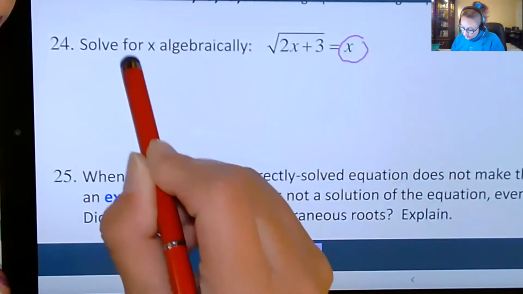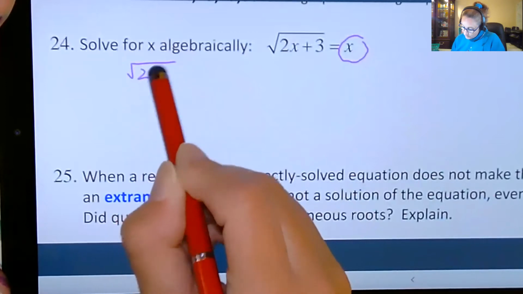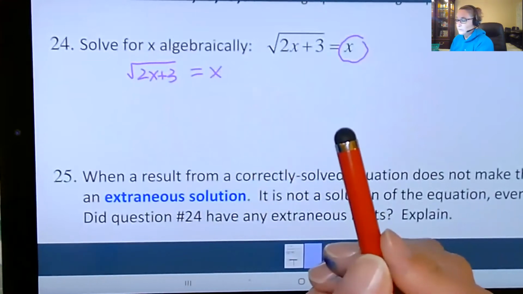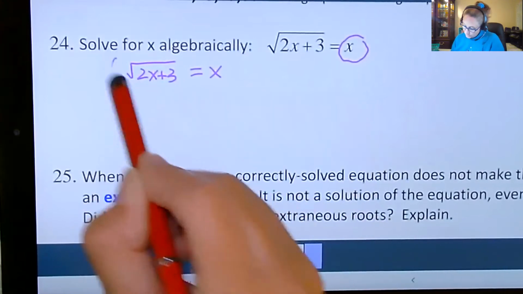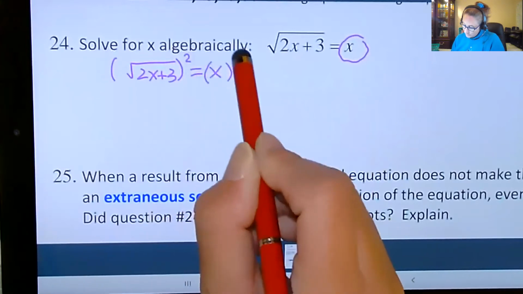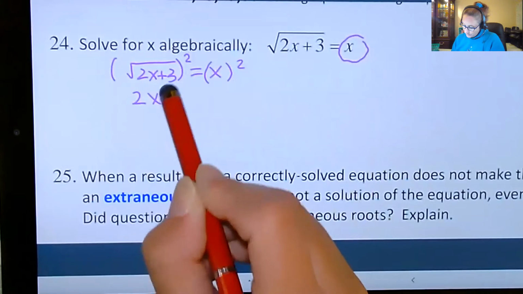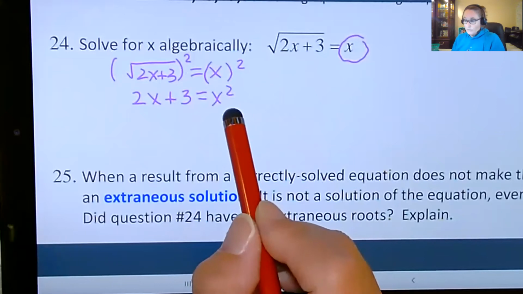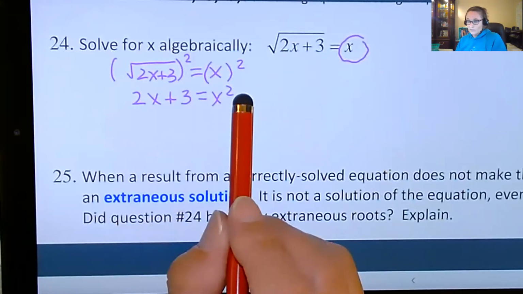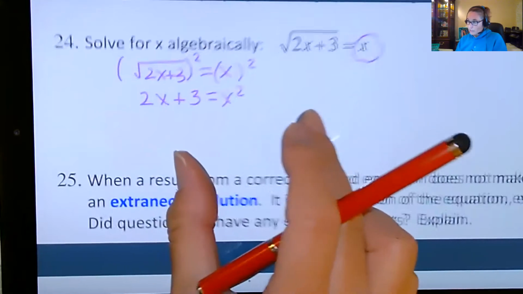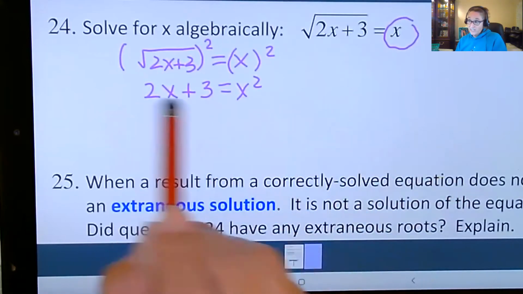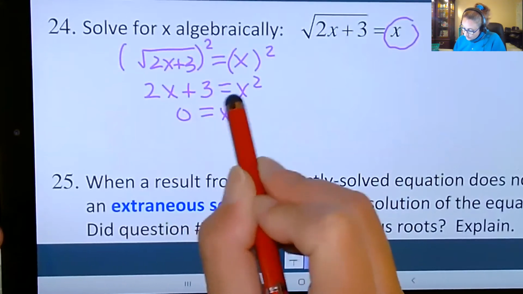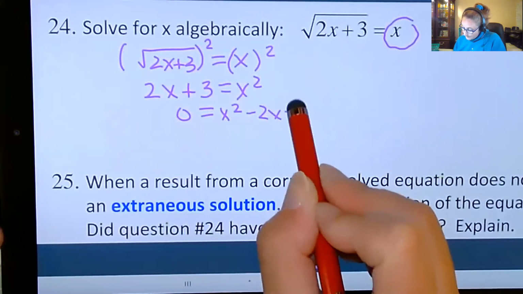So let me just rewrite this. Square root of 2x plus 3 equals x. We're going to square both sides. When I square this side, I get 2x plus 3. When I square the other side, I get x squared. Anytime you have x squared along with an x, you definitely want to get everything on one side, 0 on the other side. I always want to make sure that my x squared is positive, so I'm going to bring everything over here with the x squared. So I'm going to have 0 equals x squared minus 2x minus 3.